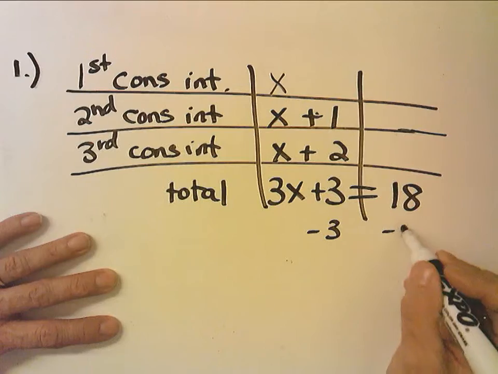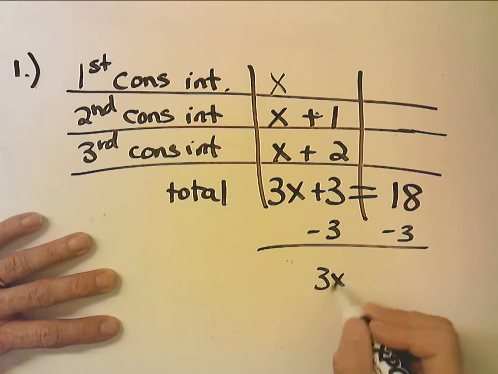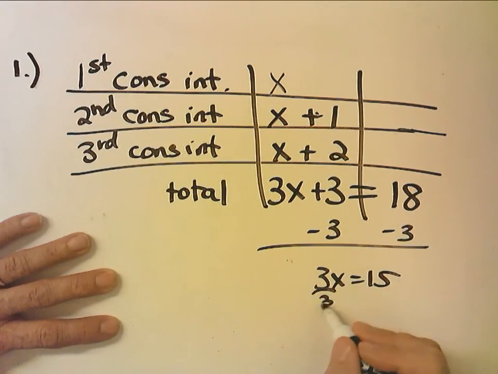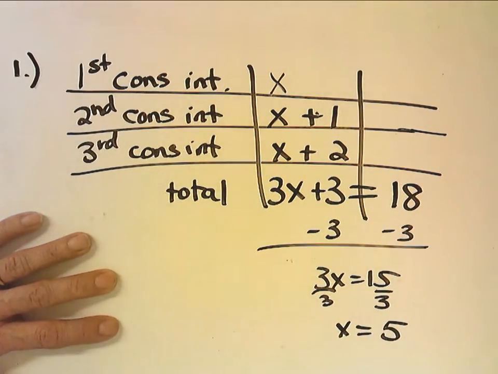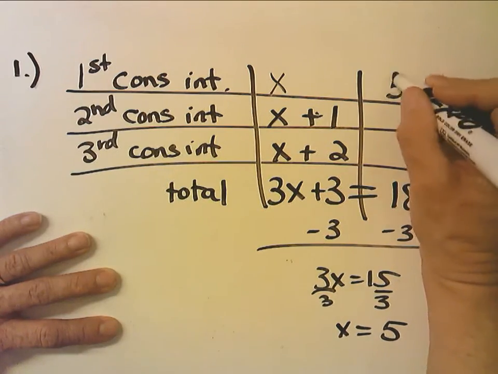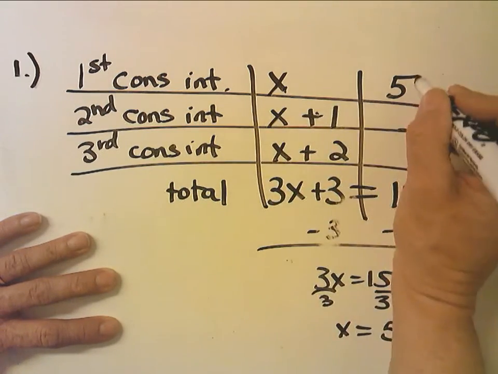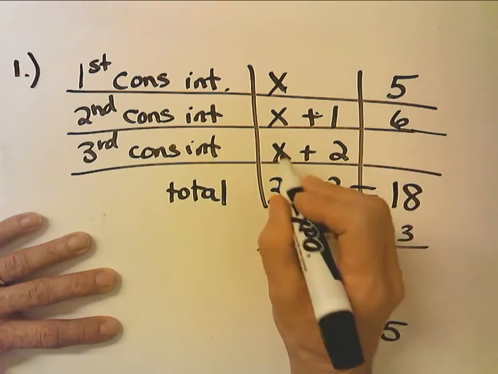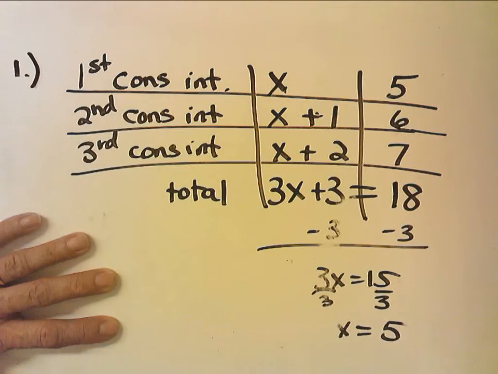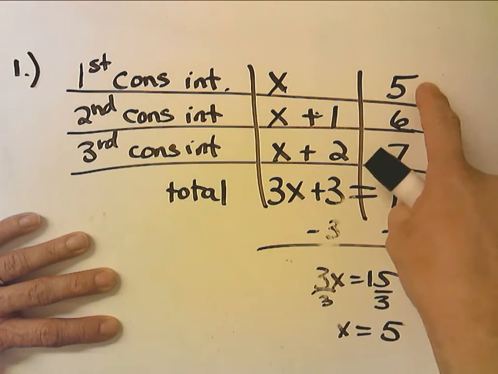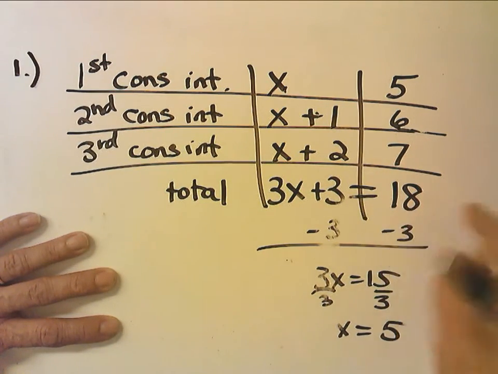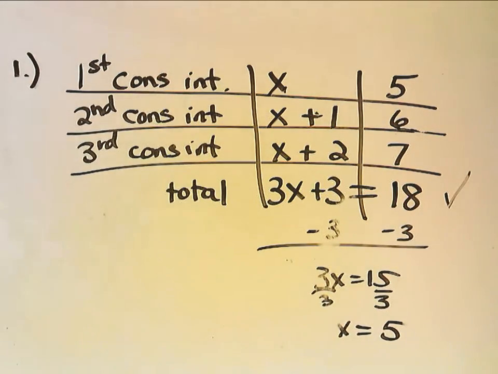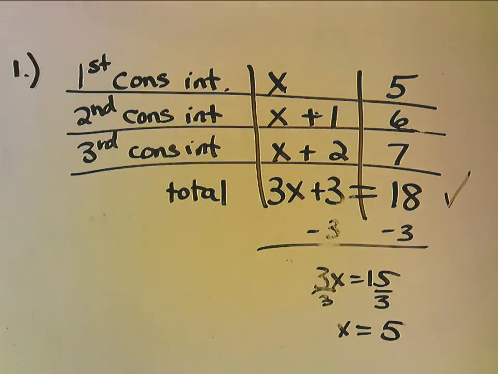Now I subtract 3 from both sides. 3x equals 15. Divide by 3, divide by 3. I find out that x is 5. Now I just plug it right here. So x is 5. So x plus 1 would be 5 plus 1 is 6. 5 plus 2 is 7. And the other neat thing about this chart is now I can say 5 plus 6 is 11 plus 7 is 18, and it also gives you the ability to check your answer. Okay, so that's number 1.